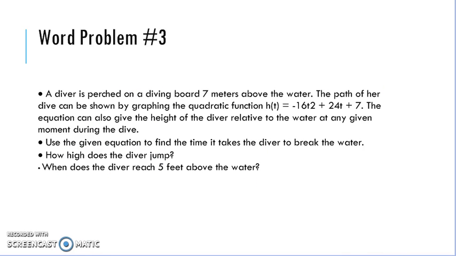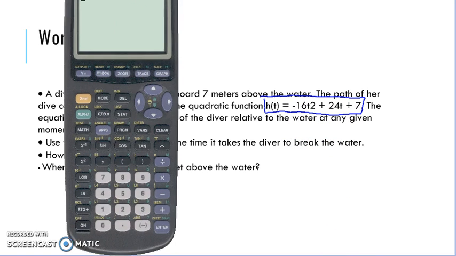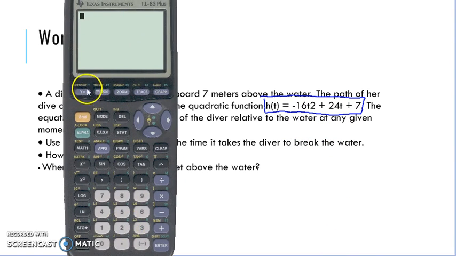So for our last example, we're going to use our calculator. So I've got this problem with a bunch of words, but all I care about is this equation. Negative 16t, and that should be squared, plus 24t plus 7. So I'm going to go to my calculator and type it in. I'm going to go to y equals, and I've got negative 16, my variable is below mode, and squared is above log, plus 24x plus 7. I'm going to look at my graph.